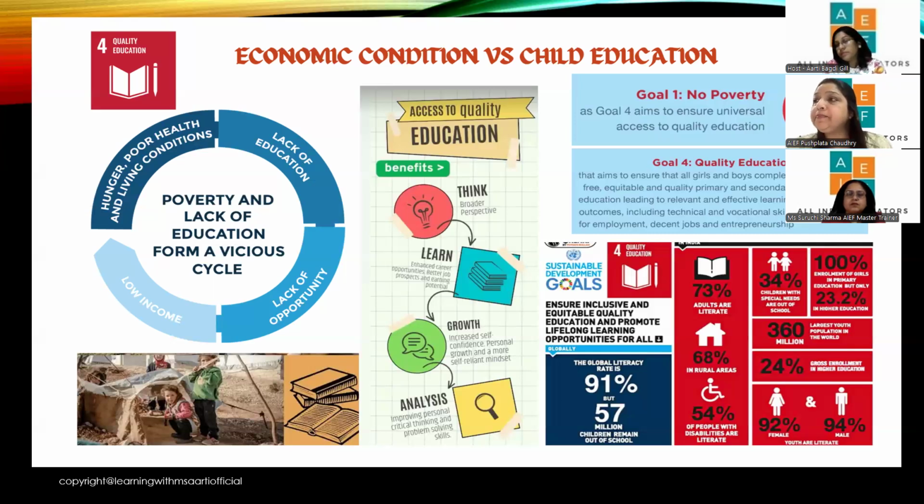And we can also see that 24% is our gross enrollment rate, and we have also been able to have 100% parity, where the number of girls and the number of boys reaching school is almost the same, which is a very big accomplishment for India. So we can say that SDG 1 will end.